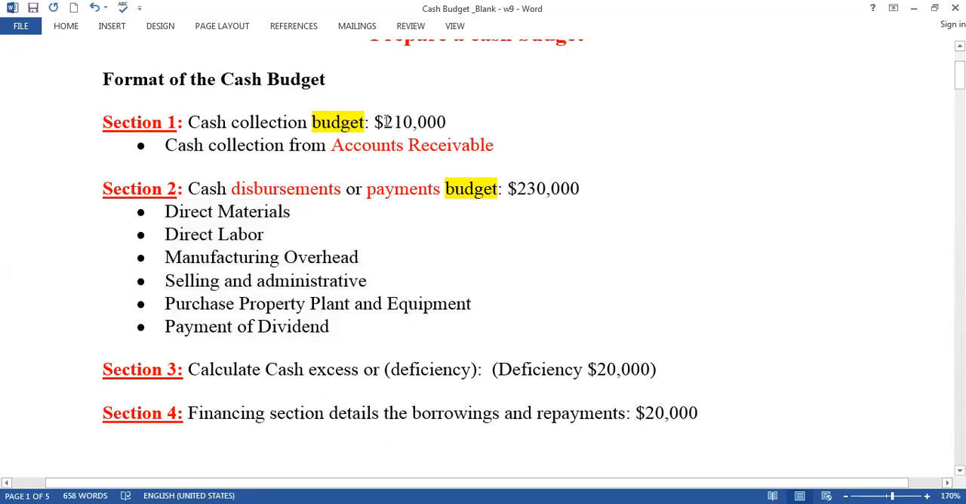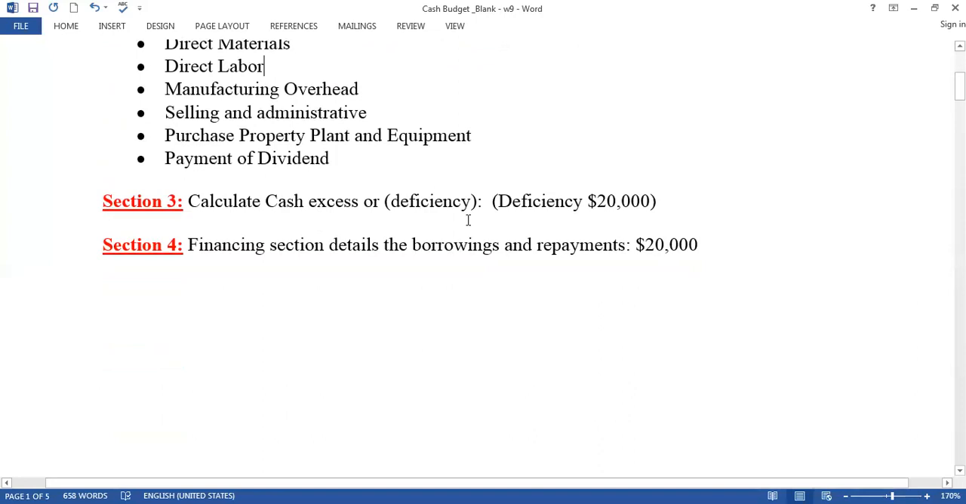So according to this example, what is our collection? Our collection is $210,000, but look at our expected payment. Our expected payment is $230,000. So is this good news or bad news, that you are going to collect 210, but you are going to pay 230? It is bad news, right? Your payment is higher than the collection. So if your payment is higher than the collection, then we have the option to borrow money.